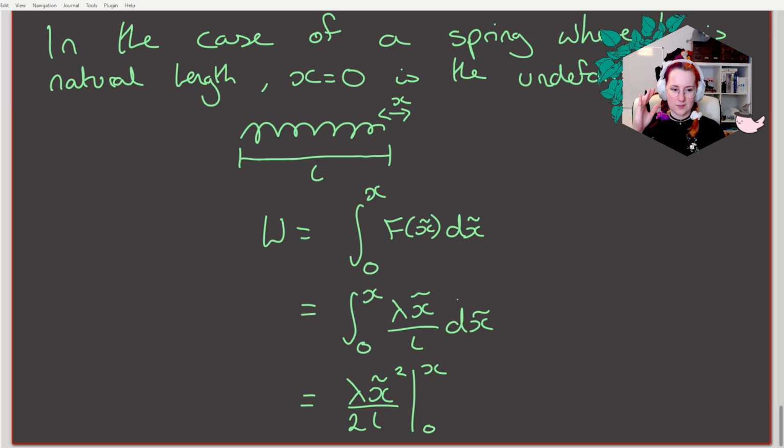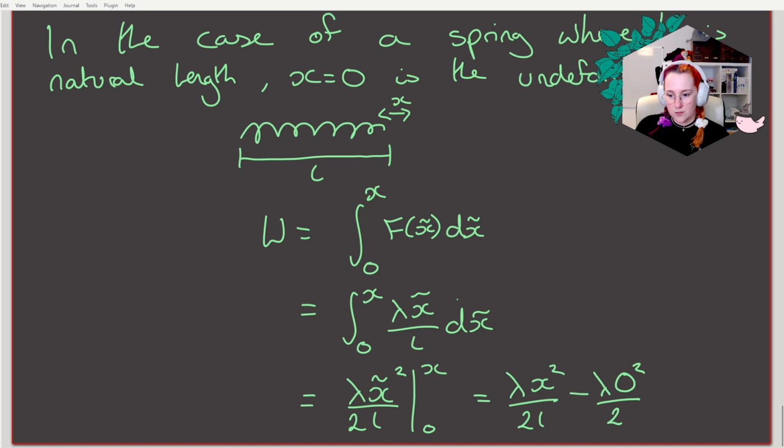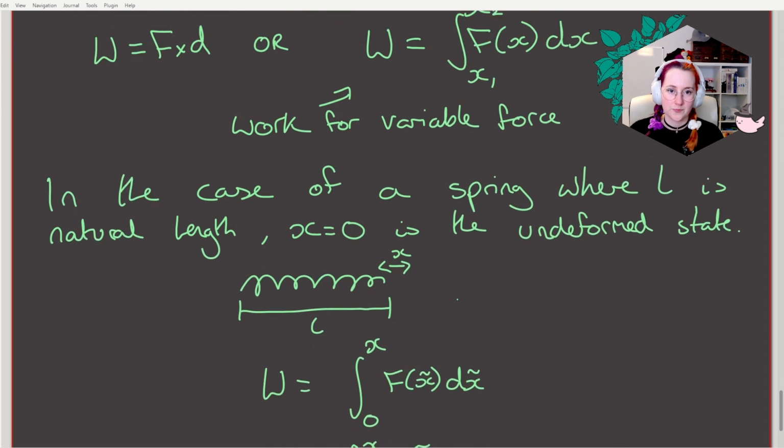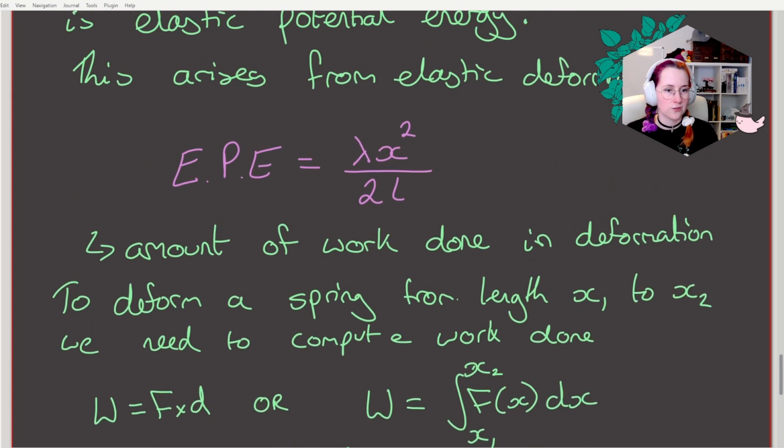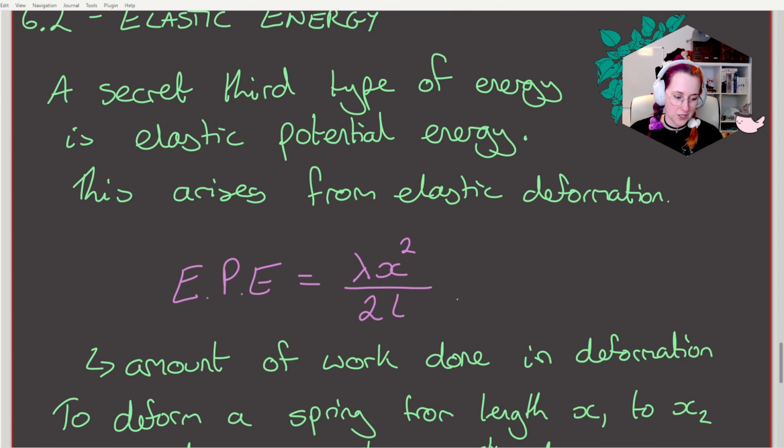So, integrating, we add 1 to the power, divide by the new power. So it's x squared over 2. And then we still have that lambda and L still there, between 0 and x, so we sub those values in. So it's lambda x squared over 2L minus lambda 0 squared over 2L, which is precisely lambda x squared over 2L. So in this case, the work is precisely the elastic potential energy stored.